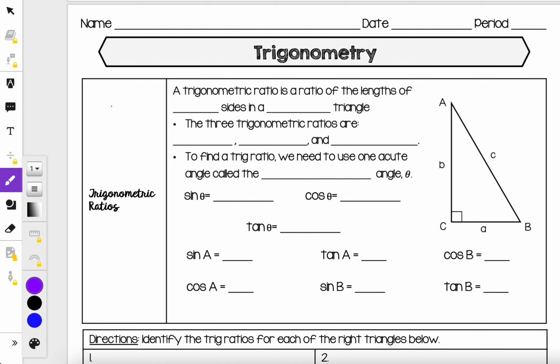This is on trigonometry. So today we're just going to focus on something called right triangle trig. We're going to focus on the basic trig ratios, using those ratios, and then using those ratios to find side lengths of right triangles. So a trigonometric ratio is a ratio of the lengths of two sides in a right triangle.